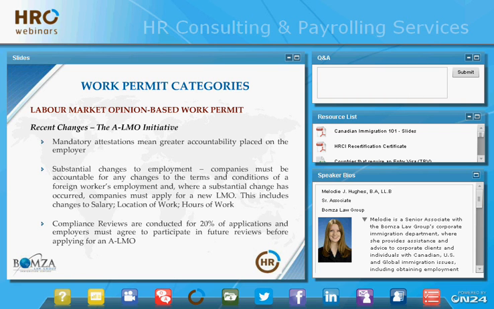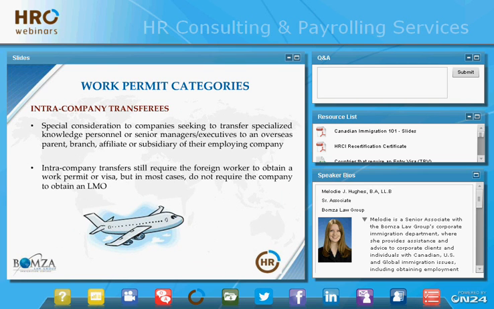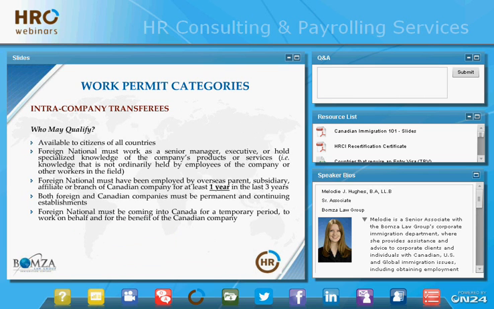With all of these requirements associated with the LMO, though, we really do like to find LMO exempt work permit categories. The most common one that we see is the Intracompany Transfer category, where special consideration is given to companies who are looking to transfer specialized knowledge personnel or senior managers to their Canadian parent, branch, affiliate, or subsidiary. Intracompany transfers do not need the LMO beforehand, so it's only a one-stage application process. To qualify, it is available to citizens of all countries.